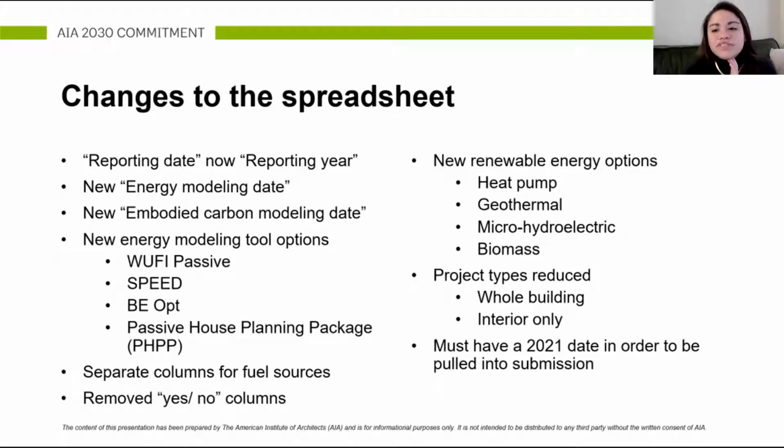We also reduced the project types from 3, which used to be residential, non-residential, and interiors. And now there are only 2 of them: whole building and interiors. And lastly, we wanted to note that while last year we changed things a little bit on you guys, and anything that was active with the design phase before 2020 would be pulled into the submission, given the experience we had this year, we've reverted that decision. And now, again, a project must have a 2021 date in order to be included. So just wanted to reiterate that.